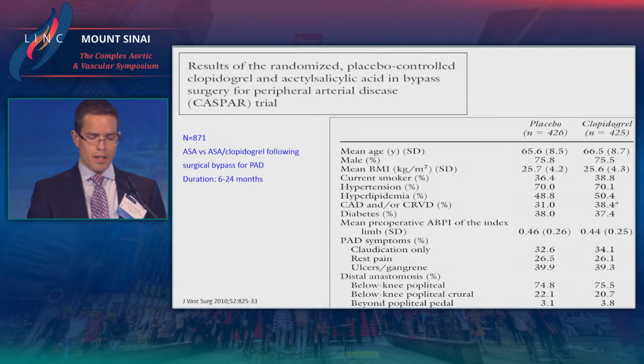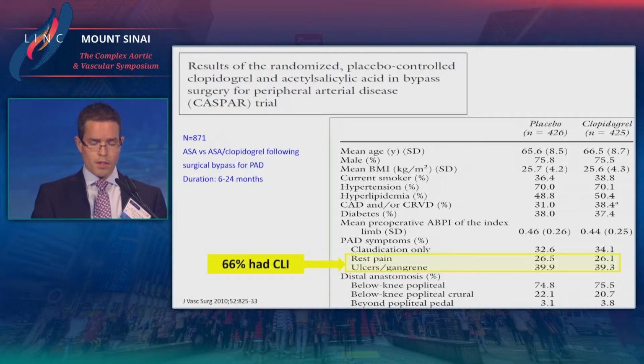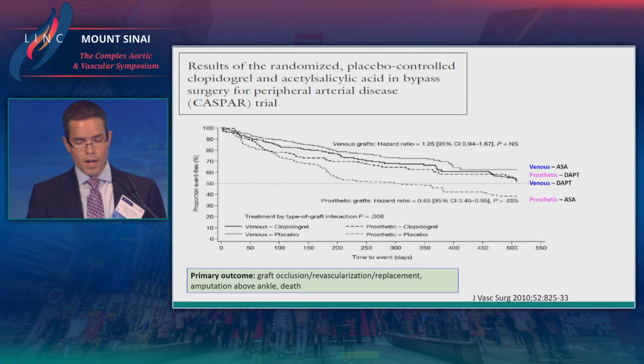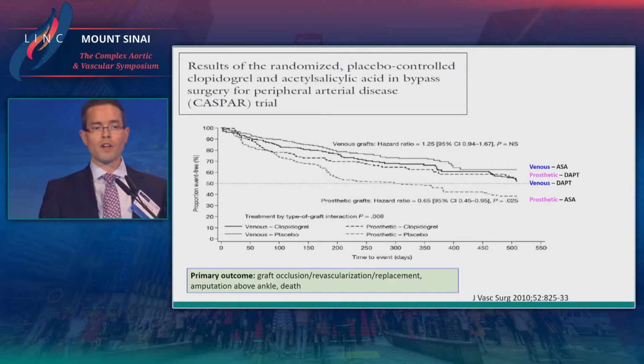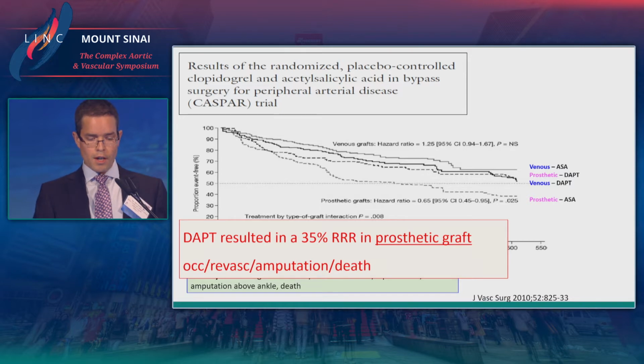When we look at the role of dual antiplatelet therapy in patients with surgical bypass grafts, we can look at the CASPAR trial, which used the combination of aspirin and clopidogrel. 66% of patients in this trial had CLI, and a fair number of them had CLI Rutherford class 5. But despite this, there was no important difference between using single versus dual antiplatelet therapy. Perhaps one exception was the use of dual antiplatelet therapy in patients with prosthetic graft did lead to slightly improved patency rates.